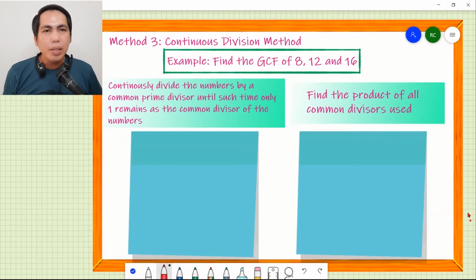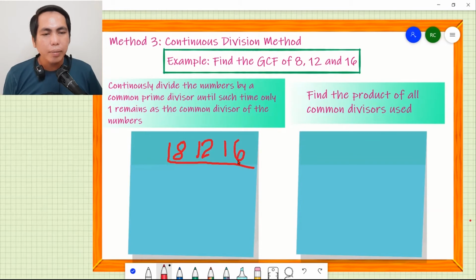So in using this continuous division method, we will be using the inverted division sign. And then the numbers that we are going to find the GCF of will be our dividends. So we have here 8, 12, and 16. We have to find now a common prime divisor for 8, 12, and 16.